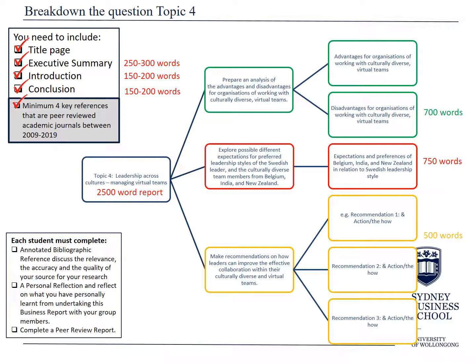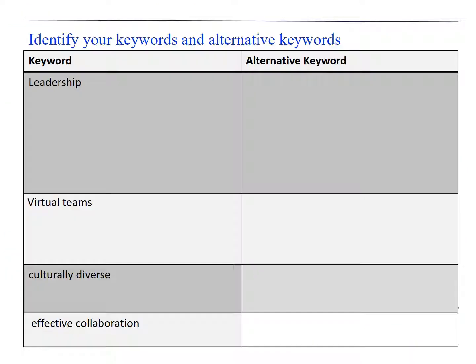So now that we have mapped out how we want to answer the assignment question, we've looked at the word allocation and the requirements of the report, it's now time to look at the keywords that we're going to use in the databases to find those academic journal articles we need to support the points that we want to make for this report. So when I look at the topic question, some of the keywords that I would use would be leadership, virtual teams, culturally diverse, and effective collaboration.